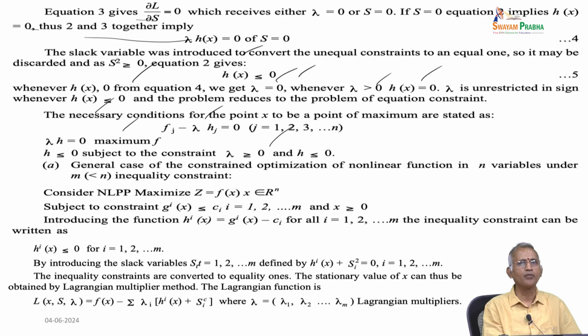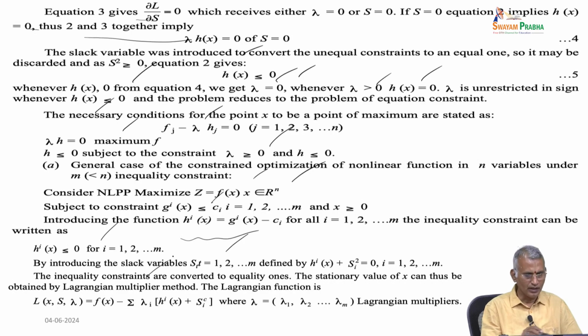General case: the constrained optimization of a nonlinear function of n variables under m less than n inequality constraints. Consider the nonlinear programming problem: maximize z equal to f of x subject to the constraint gi of x less than or equal to ci, and introduce hi of x equal to gi of x minus ci. The inequality constraints can be written as hi of x less than or equal to 0 for i equal to 1 to m. Now, introducing the slack variables si for i equal to 1 to m, hi of x plus si square equal to 0.